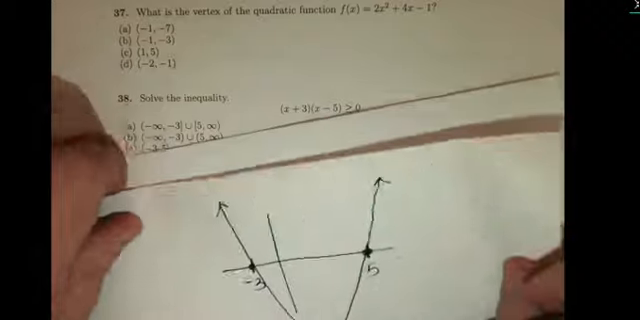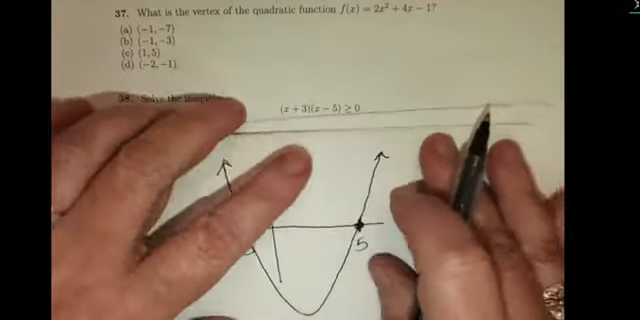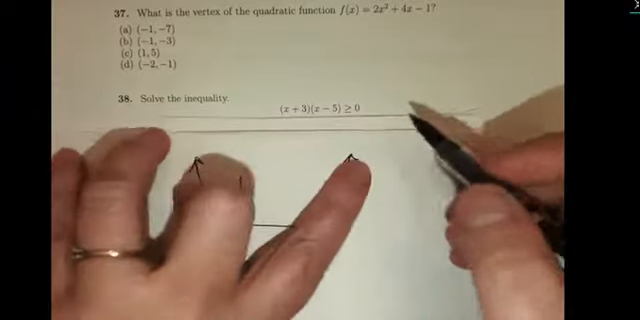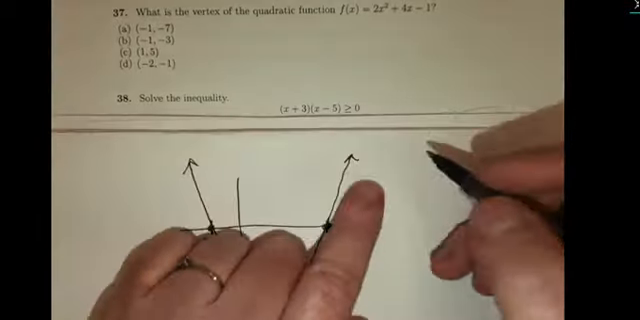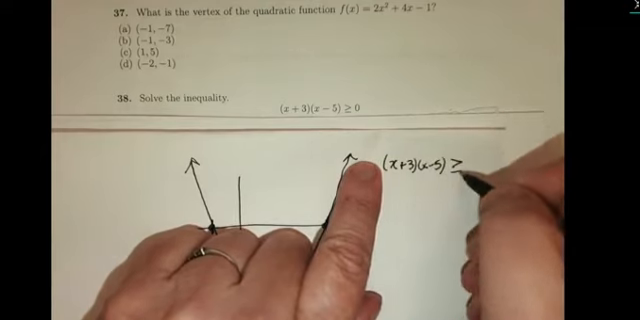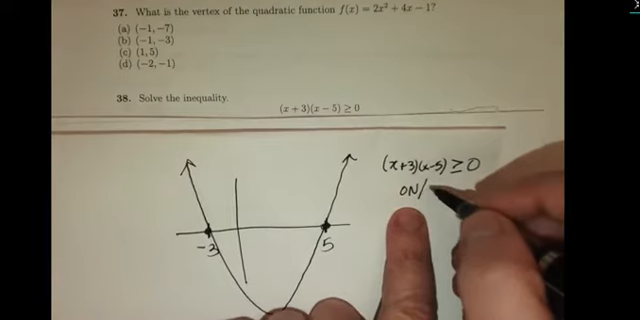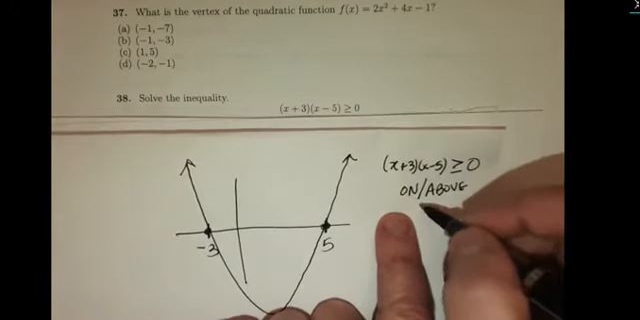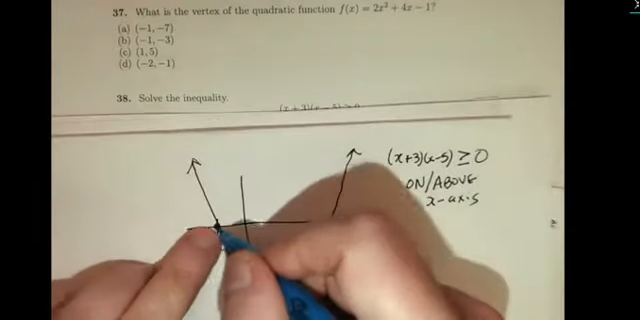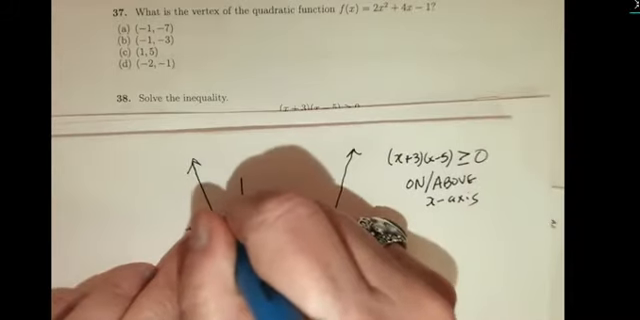All right, so where is this greater than or equal to 0? It's greater than or equal to 0 when it's on and above the x-axis. Because of the symbol, this happens when it's on or above the x-axis. Now, where does that happen? It's on at the x-intercepts. So because of the symbol, we include the x-intercepts.